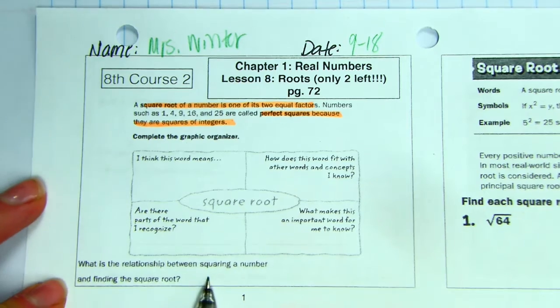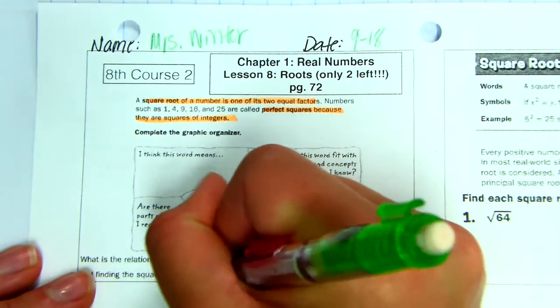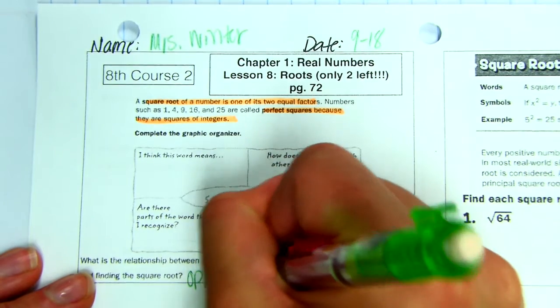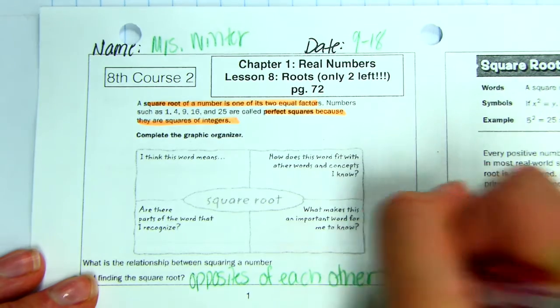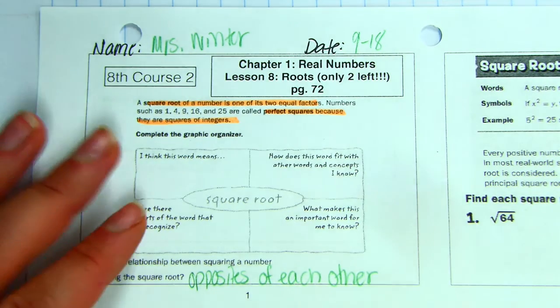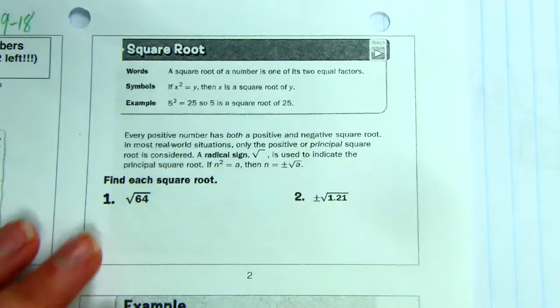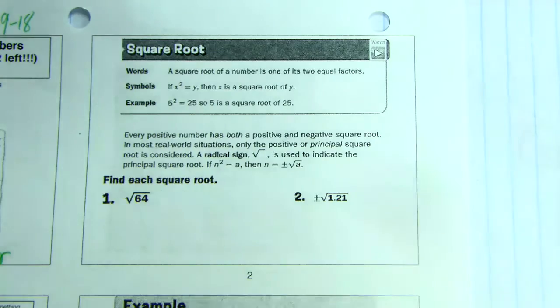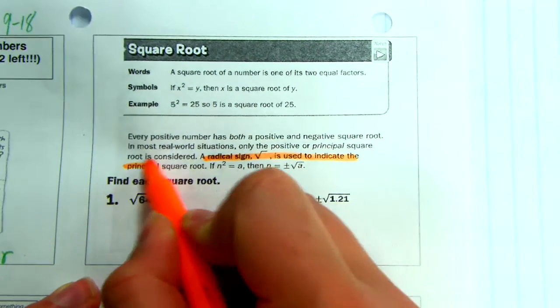What is the relationship between squaring a number and finding the square root? They're opposites of each other. It's like they undo one another. So to square the square root undoes it, like inverses sort of. So we also have another vocab word here, radical sign, used to indicate the principal square root.